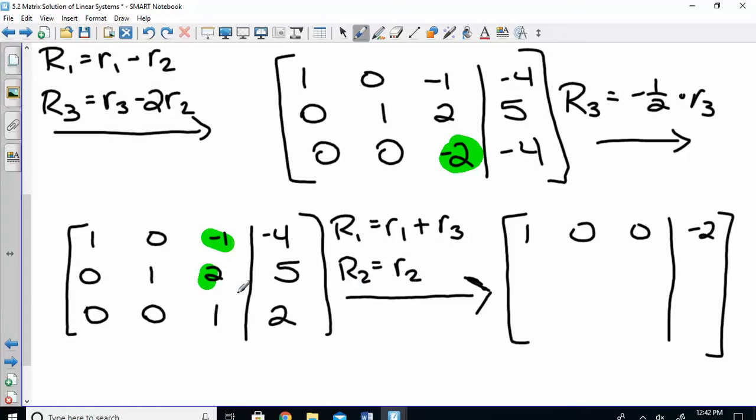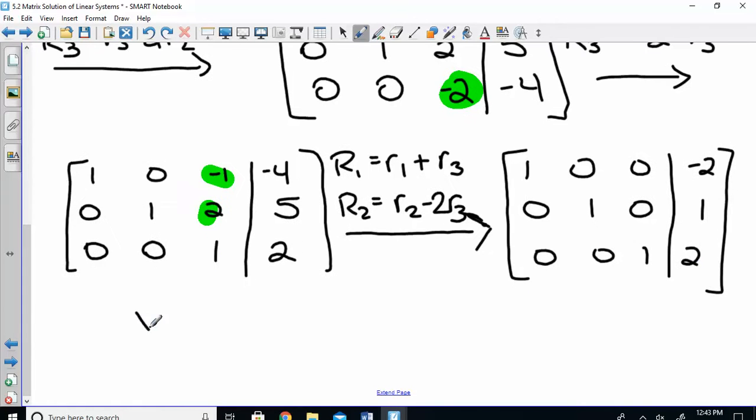Row 2 equals row 2. It is a positive 2, so we need to subtract 2 of row 3. So 0 minus 0 is still 0. 1 minus 0 is 1. 2 minus 2 is 0. 5 minus 4 is 1. Then we get x is negative 2, y is 1, and z is 2.